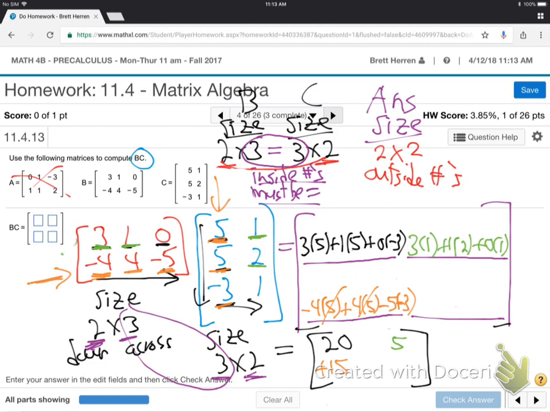Isn't the green 5 supposed to be a 6? The green 5 in the answer is supposed to be a 6. 3 plus 2. It's 3. 3 times 1 is 3. 0 times 1, just kidding. Yeah. All right.